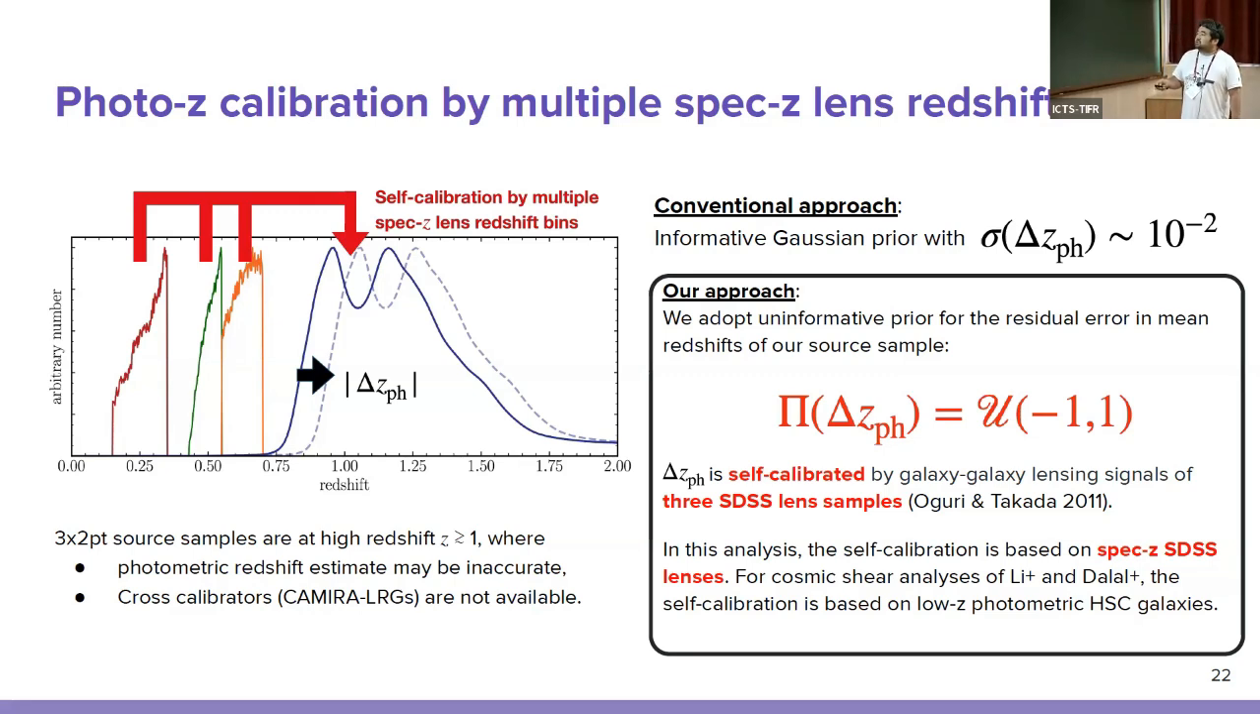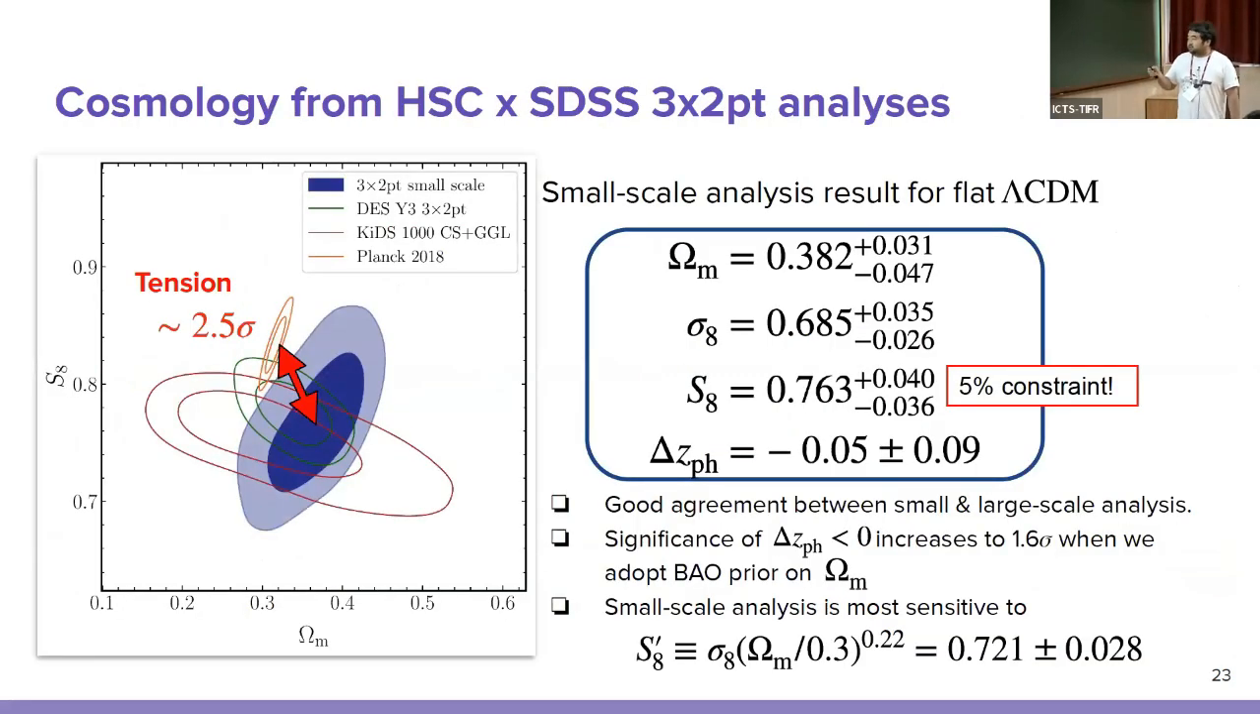This is what we did, and this is the result of the small scale analysis. We got this constraint, and in this case, the redshift shift is not really large. It's consistent with 0, but still negative. And the tension with Planck is 2.5 sigma.